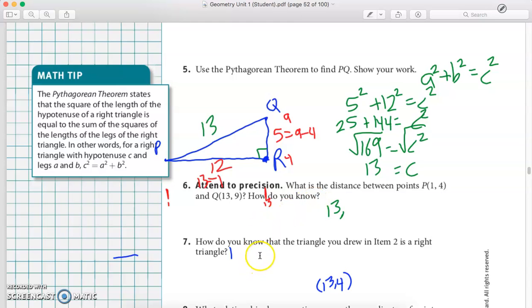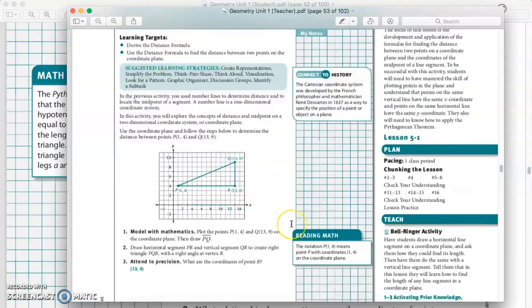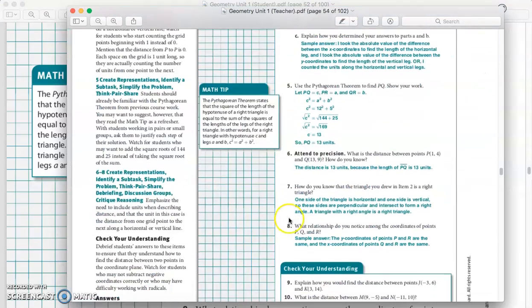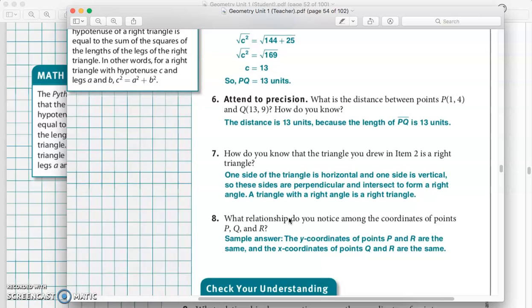Okay, so our explanation, I'll show you over here. Easiest way to explain it: one side of a triangle is horizontal and one side is vertical. So these sides are perpendicular and intersect to form a right angle. And if they're a right angle, then a triangle with a right angle has to be a right triangle.